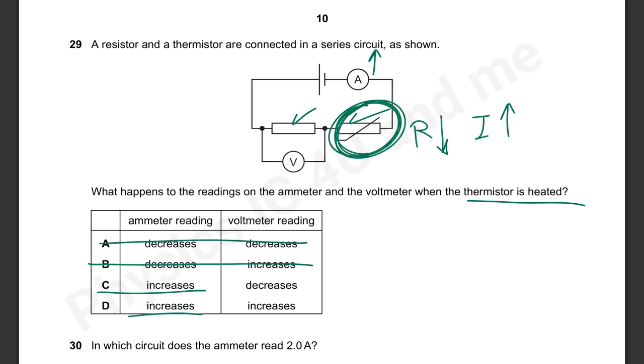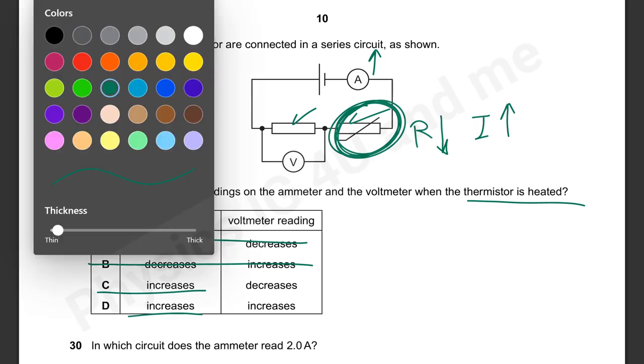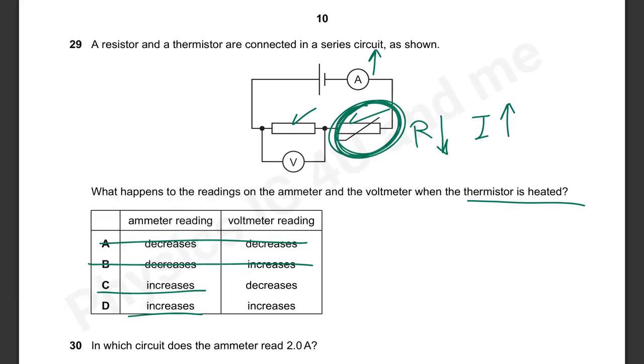voltmeter reading. In the thermistor, since the resistance decreases, the voltage in it will decrease, which means the resistor here will get more voltage, more potential difference. So here the voltage will increase, since the voltmeter, as you can see, is connected to the resistor. So we are in here. It's option D. I hope it's clear.